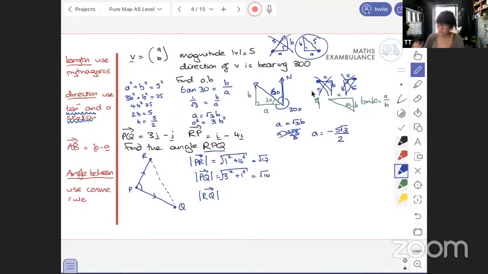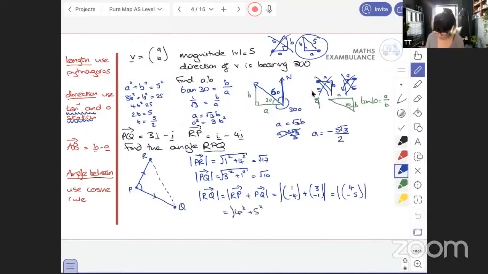Now, this one I do need to do some moving about. I don't know the vector from R to Q, but I do know that going from R to Q is the same as going from R to P and then from P to Q. And I know what R to P is, and I know what P to Q is. So now I know what R to Q is. R to Q is 4, minus 5. And I need the length of that, which is 4 squared plus 5 squared, square rooted, which is 25 plus 16, which is 41, root 41.